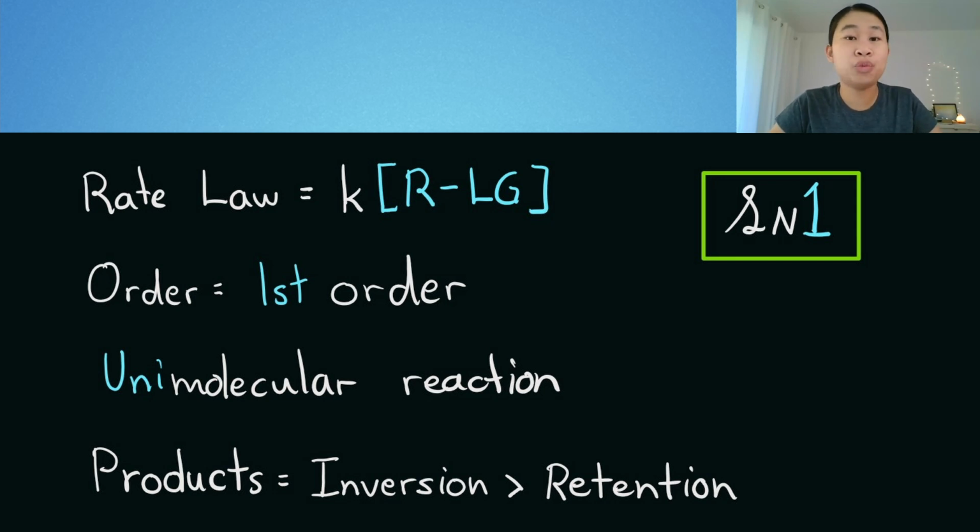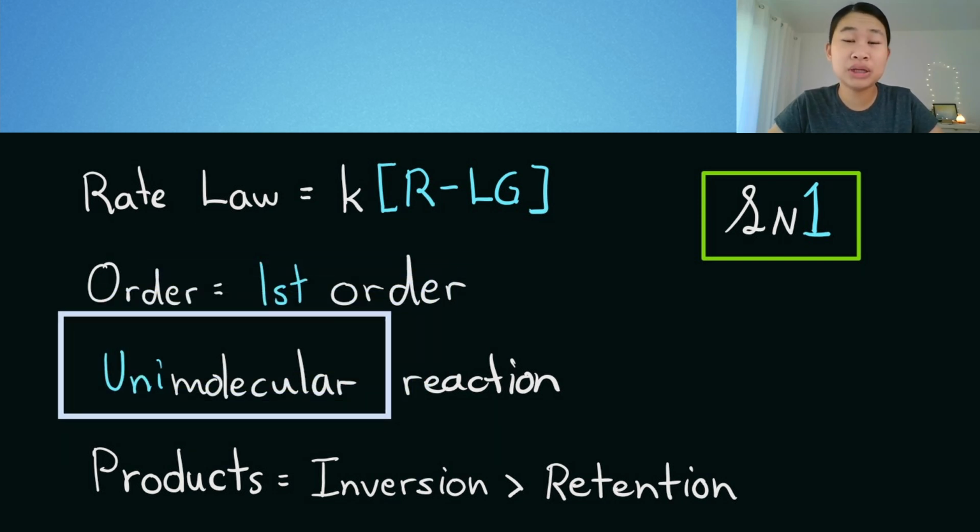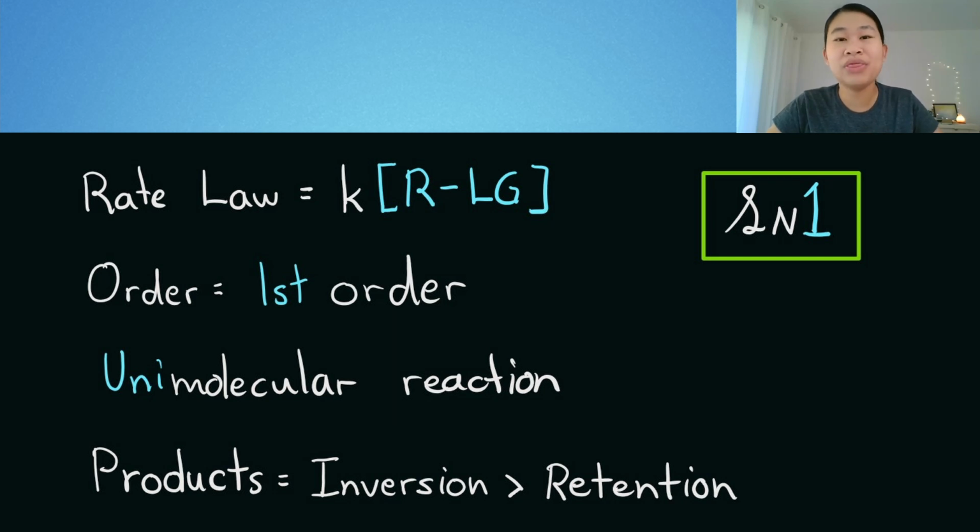Now it turns out that the 1 in SN1 tells us quite a bit about the rate. For example, it tells us that the SN1 reaction is a first-order reaction and is a unimolecular reaction. These things basically say the same thing, that there is one thing that affects the rate of this reaction.